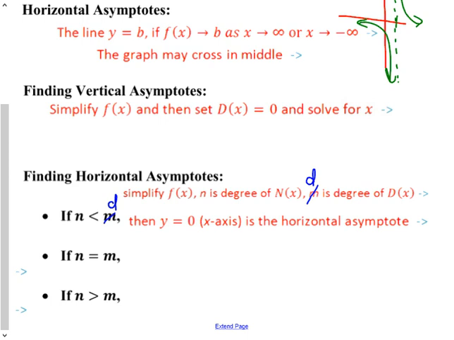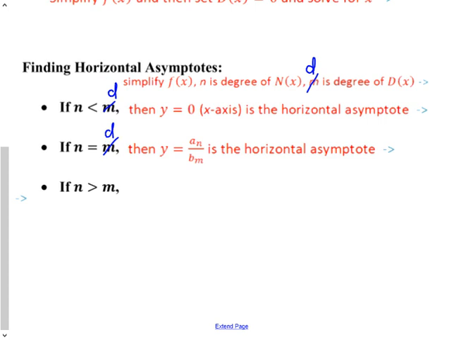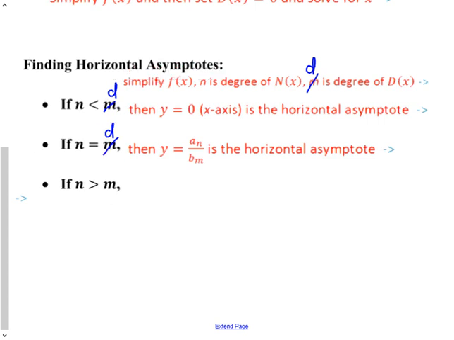If the numerator and denominator degrees are equal, right, they'll cancel each other out, the x values will, and then we'll be looking at what our leading coefficients are. So our asymptote becomes the leading coefficient of the numerator over the leading coefficient of the denominator. And then finally, at the bottom, if n is larger than the denominator degree, so the numerator degree is larger, that means we won't have an asymptote, right? No horizontal asymptote.